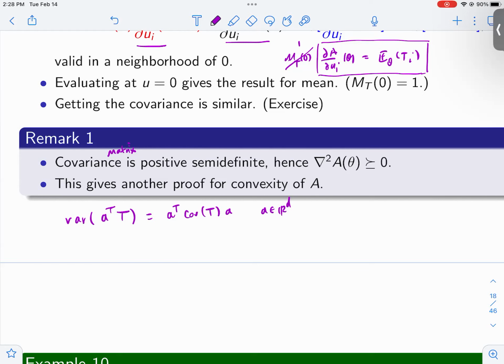A random variable whose variance is zero is constant almost surely. So it means there exists a vector a such that a transpose T is almost surely constant. So all the elements of T would lie on it. So if there exists a such that this is zero, this implies that a transpose T is constant almost surely.